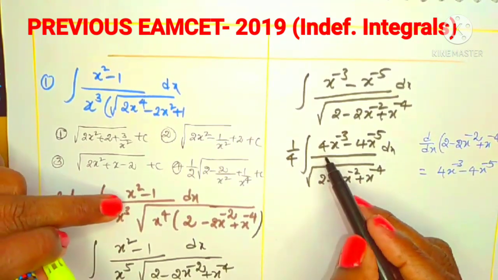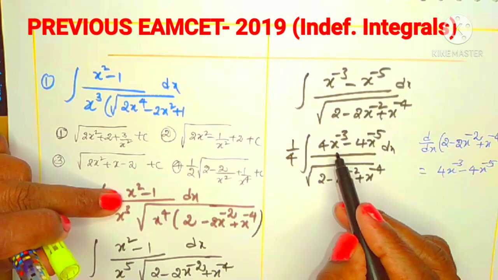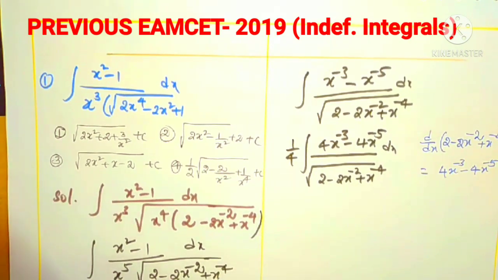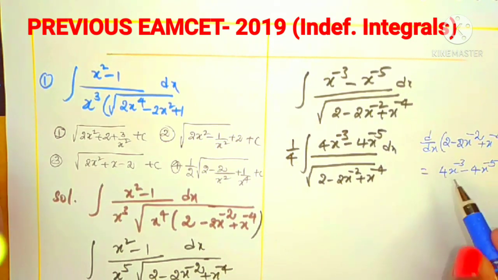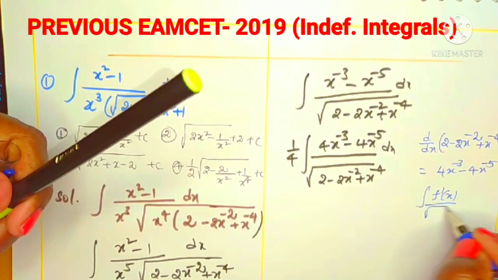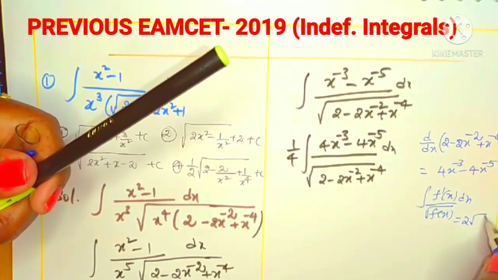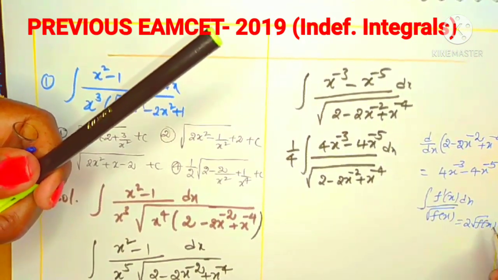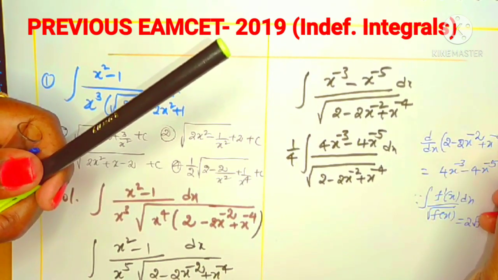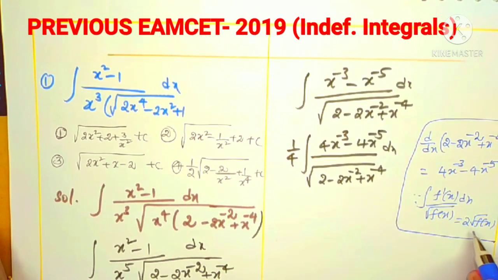Right. What is this form? Do you have an idea about this one? Yes, this is one of the super tips. It is in the form of f'(x) by root f(x). You know the integral of f'(x) by root f(x) is 2 root f(x). All these are simple tips. I already used them in previous videos, you can come across them. The integral of f'(x) by root f(x) is 2 root f(x).